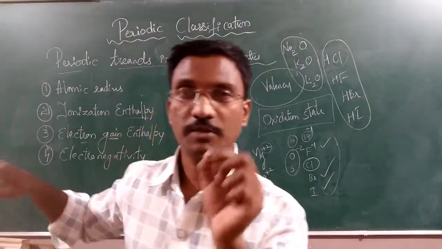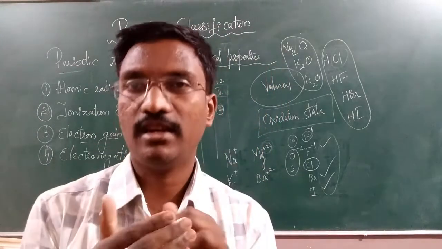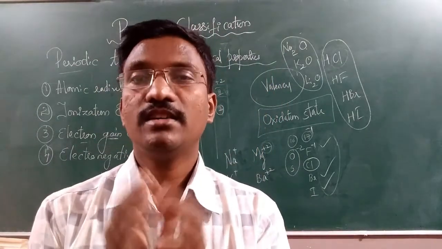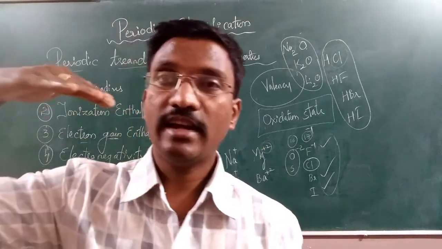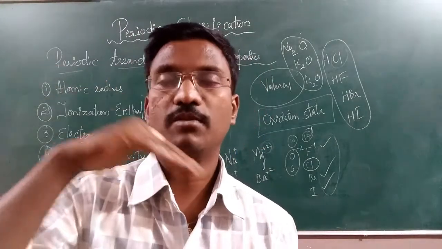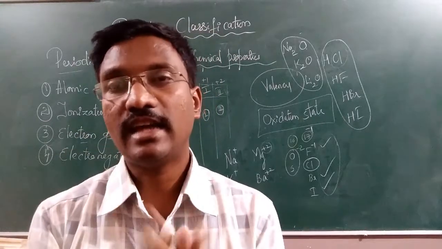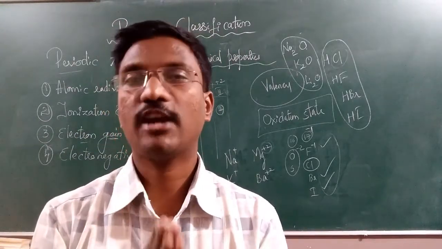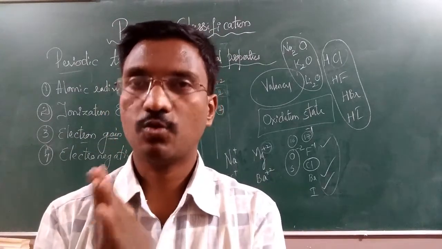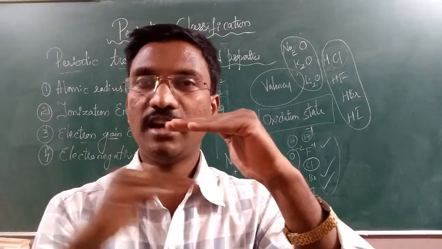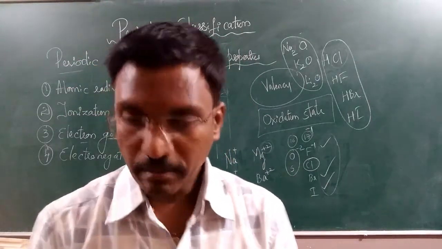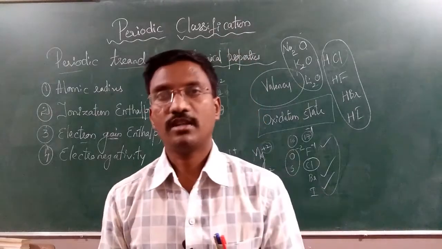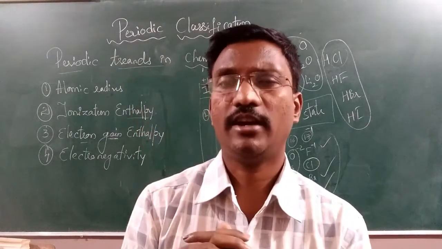Diagonal relationship means that the elements of the second period and third period in a diagonal shape have the same properties. For that reason, it is called the diagonal relationship. It appears only between the second period and third period, in this diagonal shape. Are you getting it? So by this, I would like to conclude the chapter of periodic classification.